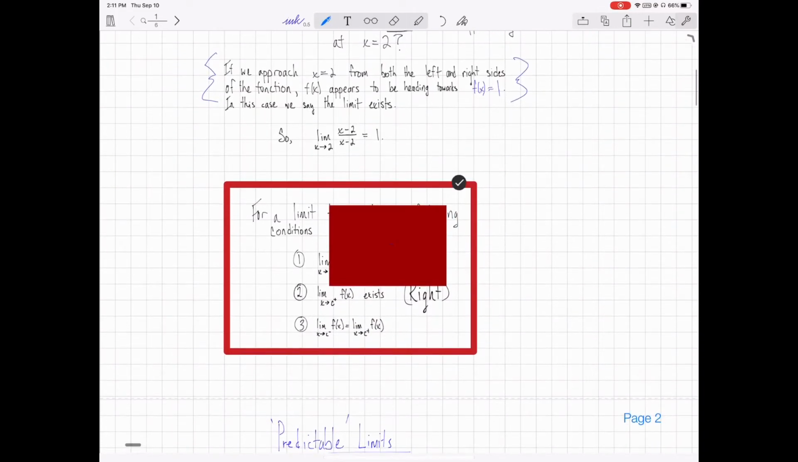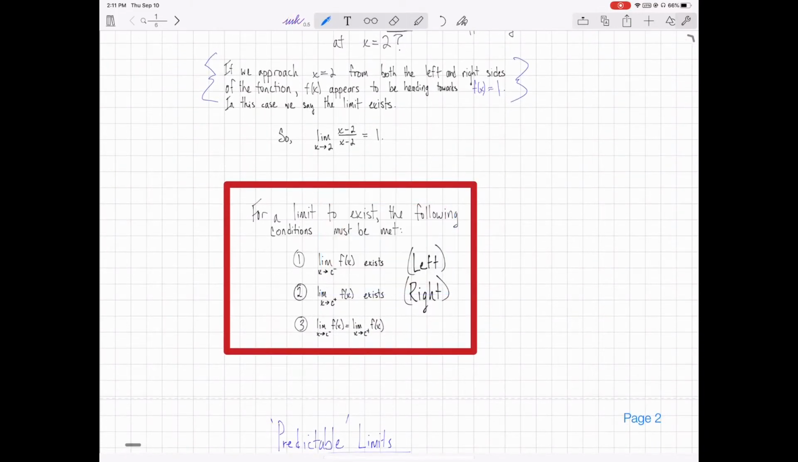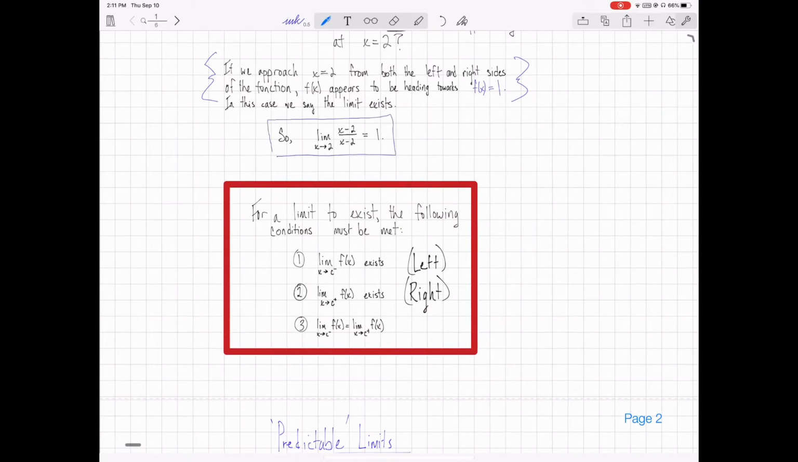Okay, let me get rid of this box. Okay, so the way that we'd write this out is here. So if the question we're asking is, what's the limit as x goes to 2 of x minus 2 divided by x minus 2? It equals 1. So this is the way to officially write out the problem.